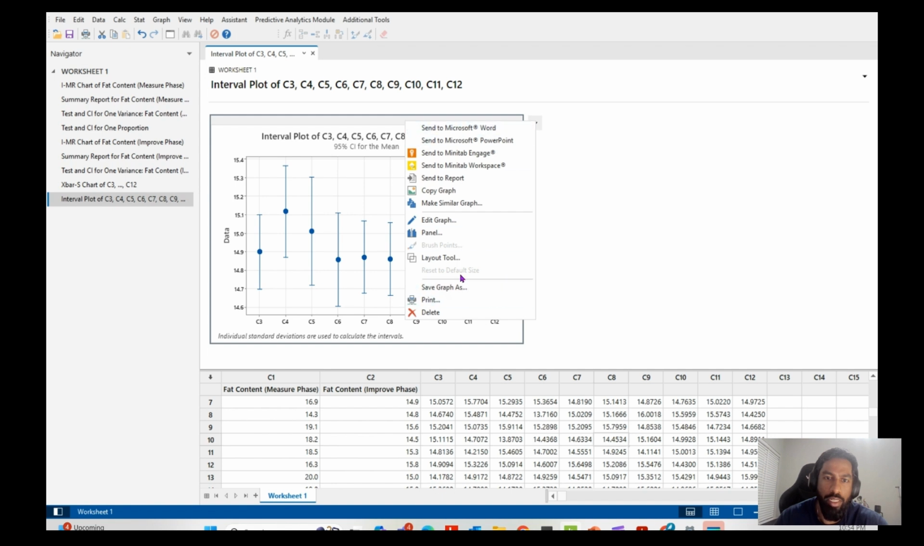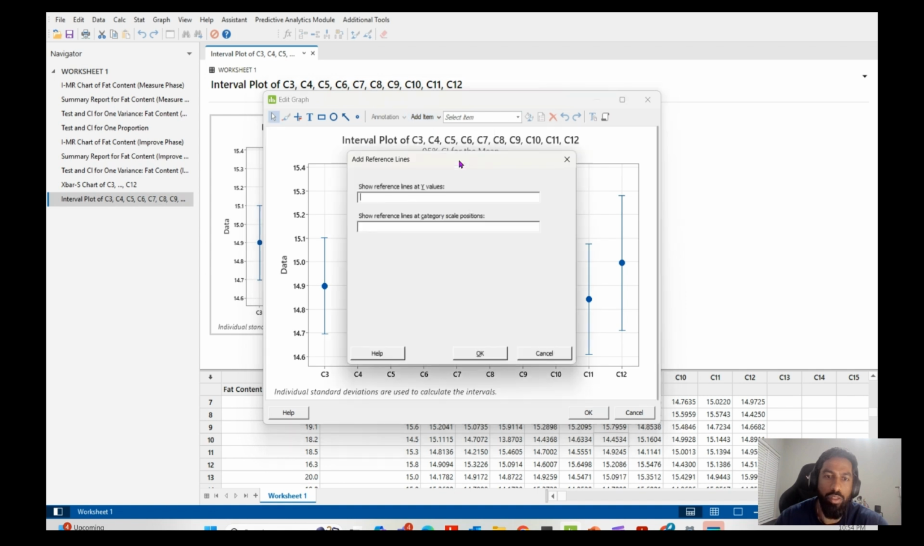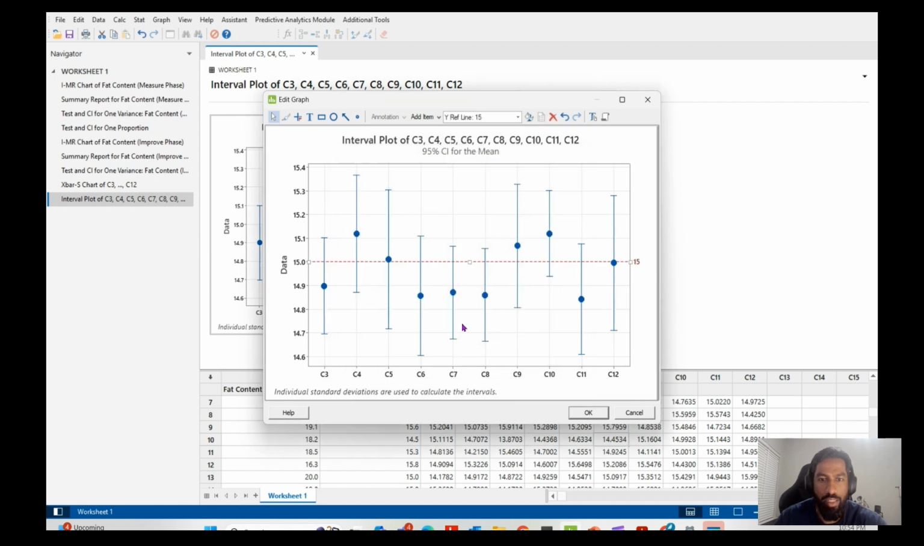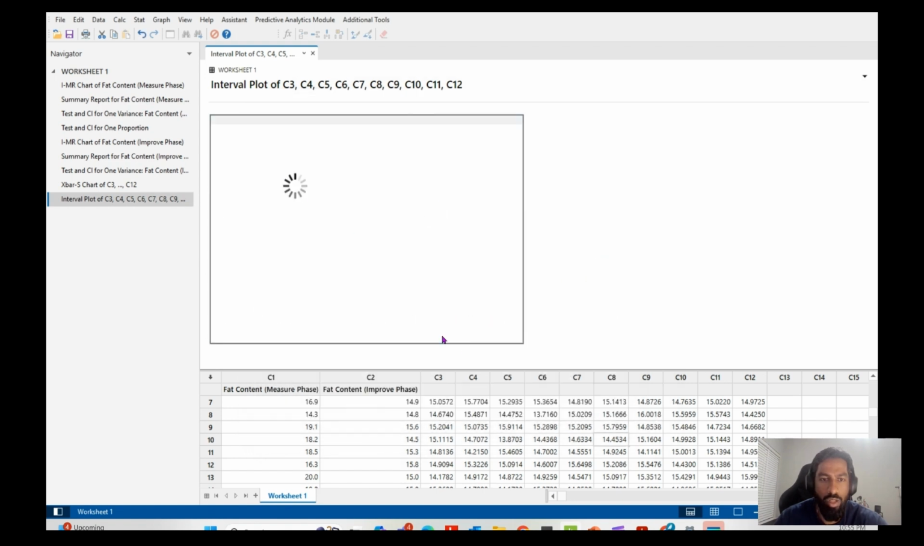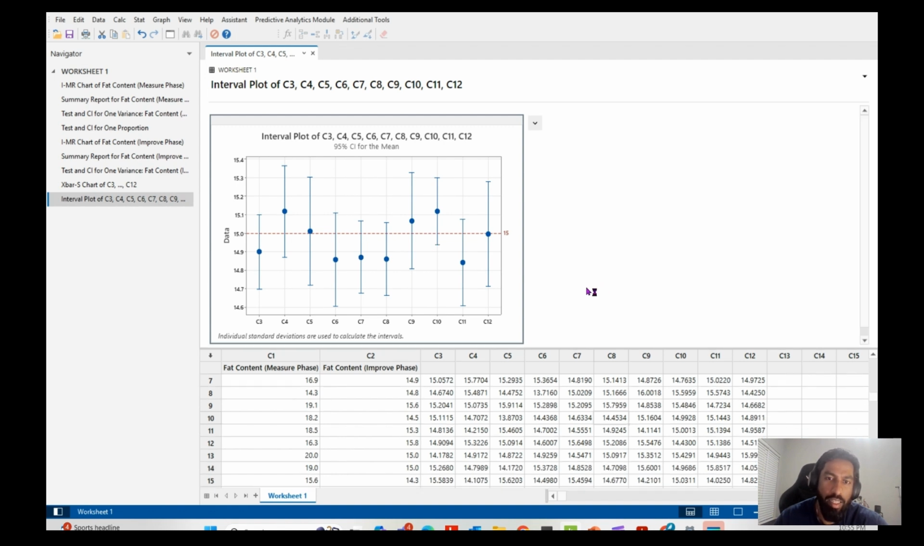And one more thing you can do is edit this graph and add a reference line. So let's say we want a reference line at 15 to show specifically that all of these confidence intervals include 15 in them. So that means that 15 grams of fat is within the confidence interval for multiple samples, so we can be very much sure that our process is producing 15 grams of fat and not too much or too less.